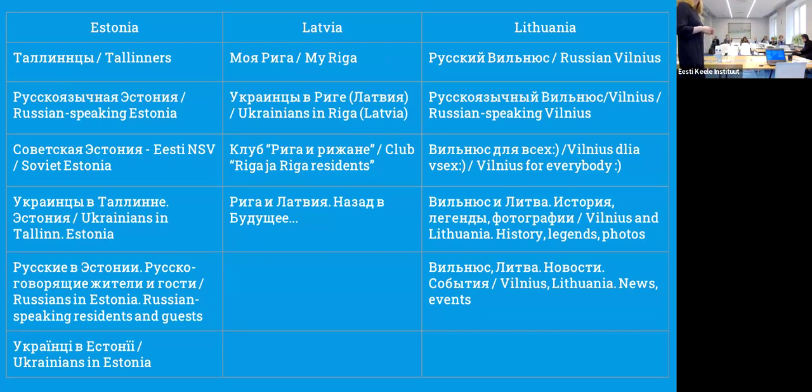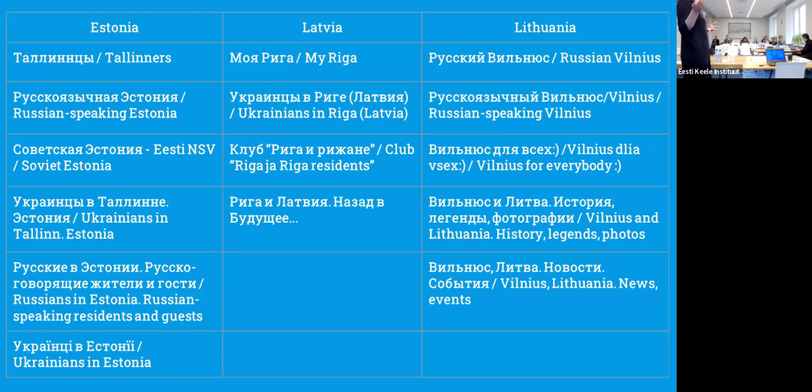As for our groups here, you can see the groups in all three countries that we are following at the moment. And actually there are more groups from other countries, but if we speak only about the Baltic countries, they are organized around cities like Tallinn, Riga or Vilnius, or they can belong to the whole territory of the country. We also have Ukrainians in Tallinn, Ukrainians in Estonia, and Ukrainians in Riga, so they also include people from Ukraine. The communication in the Russian-speaking groups is mostly in Russian, but actually quite multilingual.